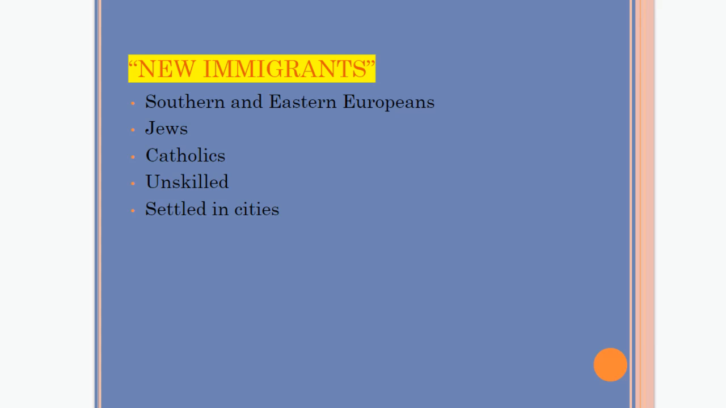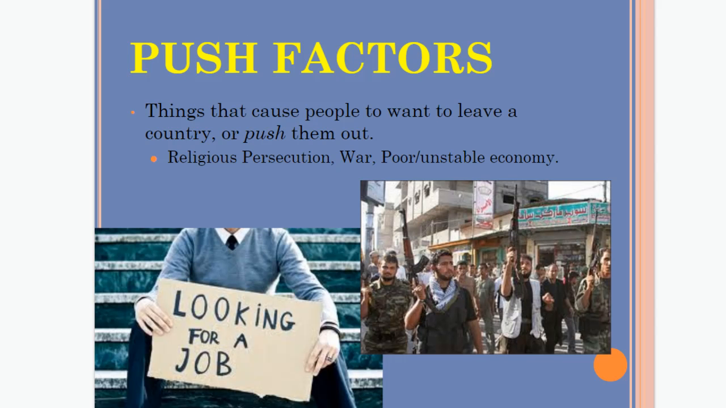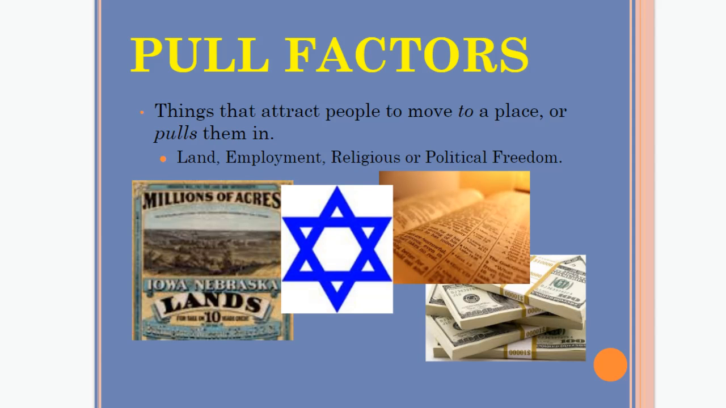Now, this is a recurring theme that we'll talk about again: why did they come? First of all, there are push factors and pull factors, which we talked about in earlier chapters. Push factors are things that cause people to want to leave a country, or push them out. Examples could be religious persecution, war, a poor and unstable economy. The other thing is pull factors, things that attract people to move to a place. In the United States, we're talking about land, employment, religion, or political freedom.